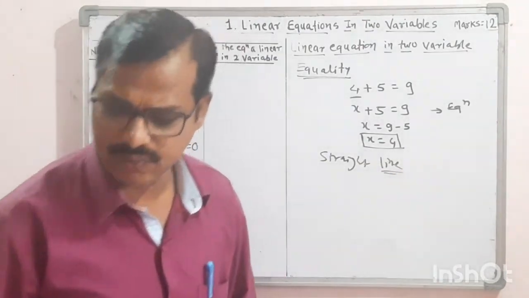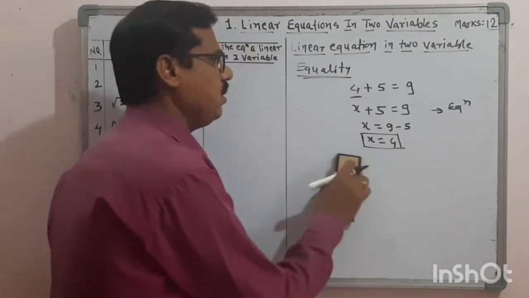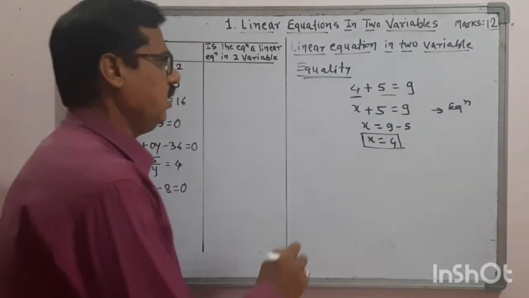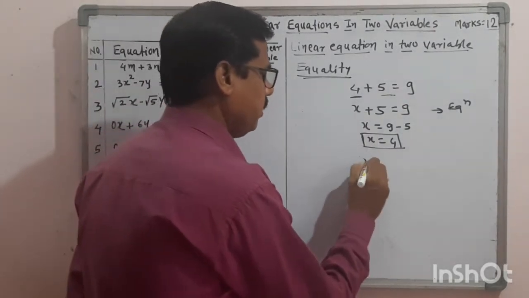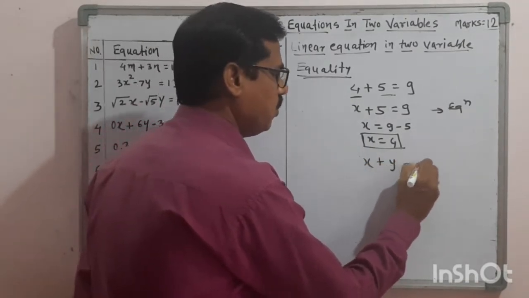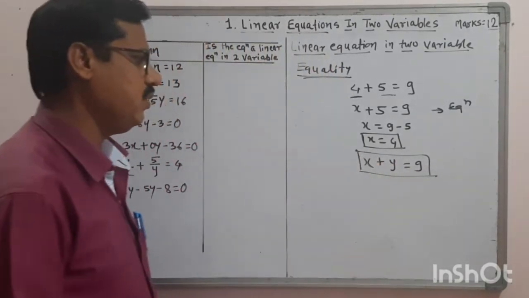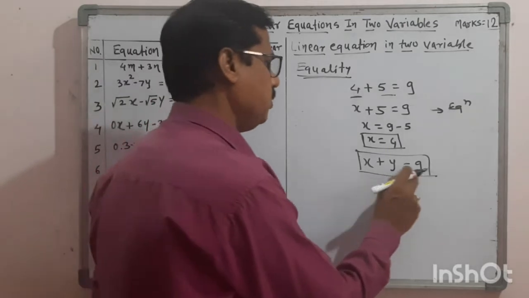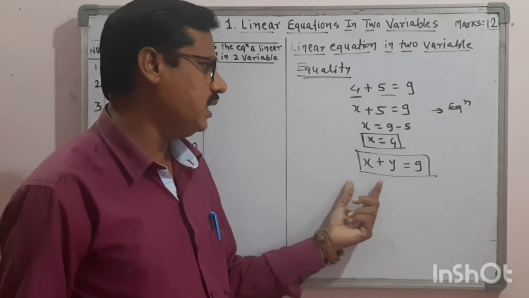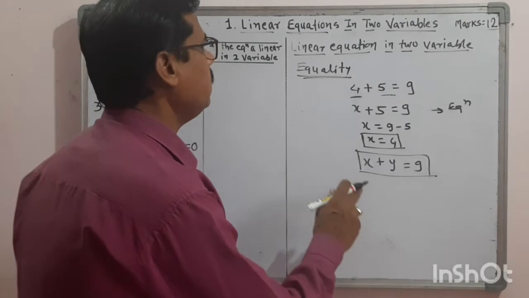We have to see the linear equation in two variables. If both the numbers are replaced by variables, therefore what do we get? If 4 is replaced by x and 5 is replaced by y, x plus y is equal to 9. This is the equation in two variables. X and y are two variables. An equation has two sides, left hand side and right hand side. Here this is called linear equation in two variables.